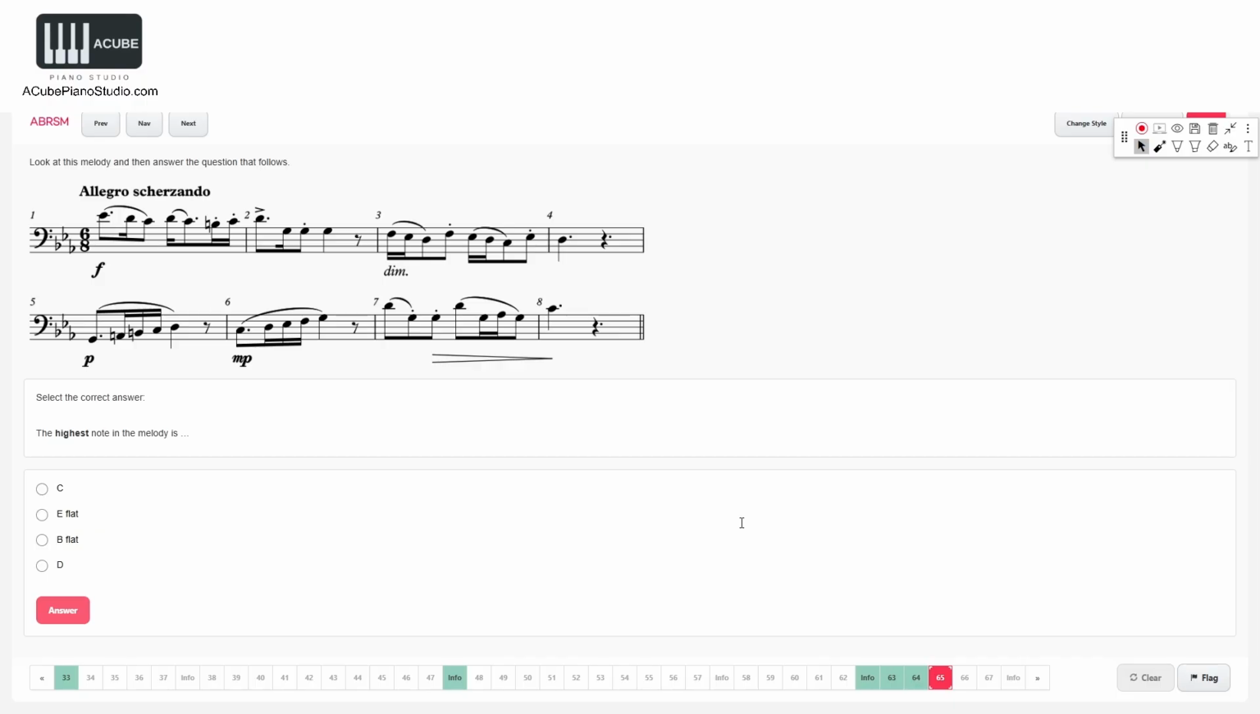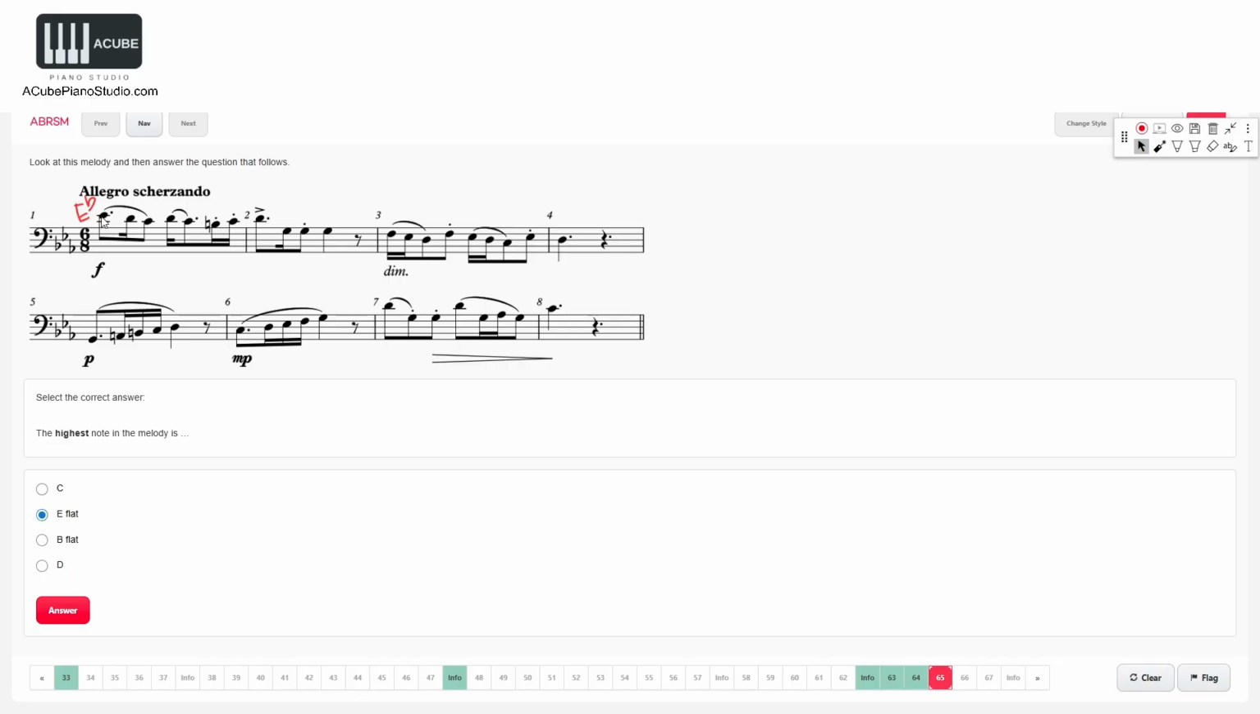Okay, next, select the correct answer. The highest note in the melody is... whenever we are looking for the highest, we always go up, right? So which one is the highest? Up. Okay, if you notice, this seems like the highest note, right? This E, and because of this key signature, this is E flat. Now let's do a check to make sure that this is the highest note. So this is E flat. Is there anything higher than E flat? No. So from here, we can conclude that E flat is the highest note.